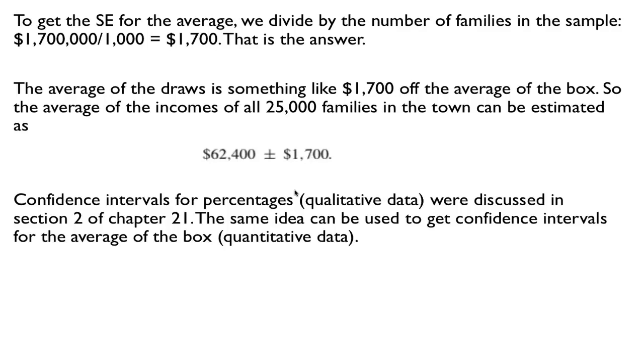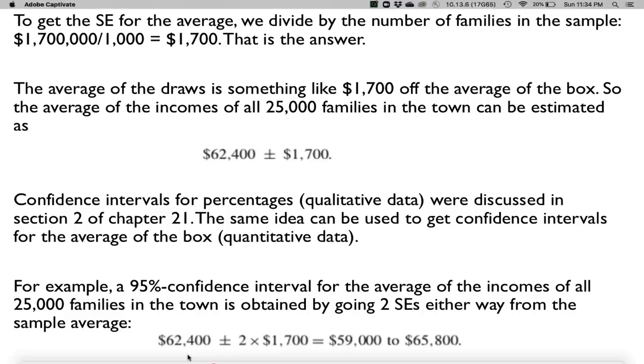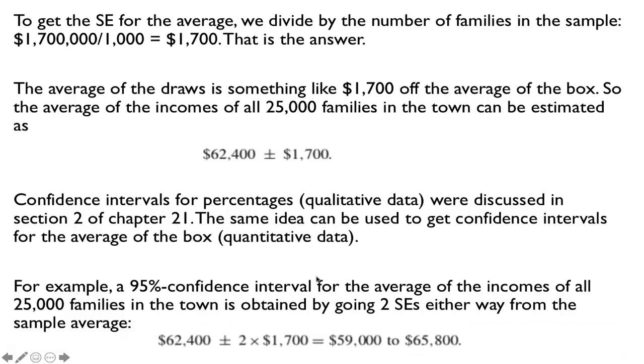And in the previous section we talked about the confidence interval and how this interval can help us trap the population average. We saw before that if I take the error and multiply by 2, go 2 to the right and 2 to the left, we get an interval that represents the 95% confidence interval for the average income of all the families. In other words, 62,400 plus or minus 2 times 1,700 will give you a range between 59,000 and 65,800. Again, I'm adding and subtracting 1,700 on both ends of the average.